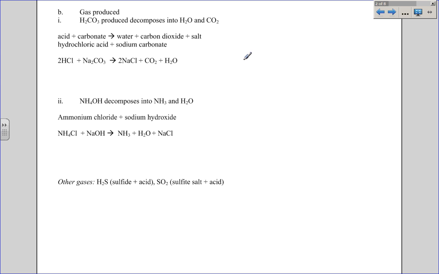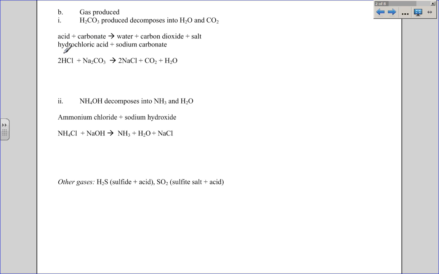Now, reactions that we've mentioned in passing, but we haven't looked at specifically, are ones where a gas is produced in a double displacement reaction. We've discussed the fact that an acid will react with a carbonate to produce carbon dioxide and water, but we haven't yet showed how you can actually decide that the carbon dioxide is being produced.